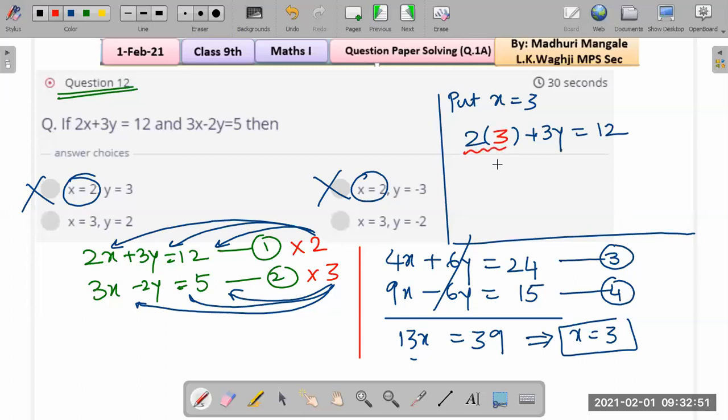2 times 3, that is 6, plus 3y equals 12. And 6 moves to that side. That will be 3y equals 12 minus 6. And we all know 12 minus 6 is 6. And 3 moves to the other side. That will be division. So what will be the value of y? You have to solve this part.